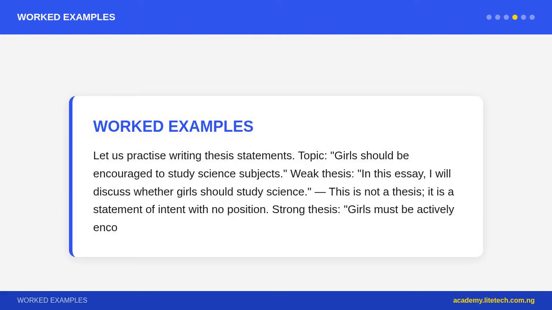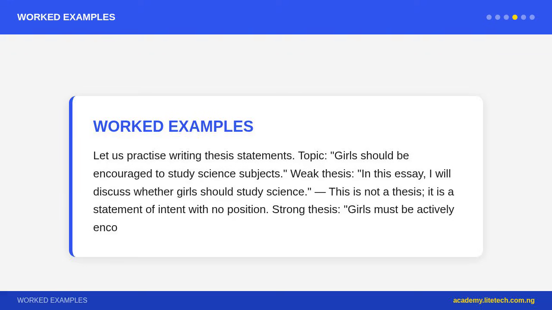Paragraph 4: the counterargument and refutation. A strong argumentative essay acknowledges the opposing view and then refutes it, shows why it is incorrect, incomplete, or less important than your argument. This demonstrates intellectual maturity and makes your essay more persuasive.